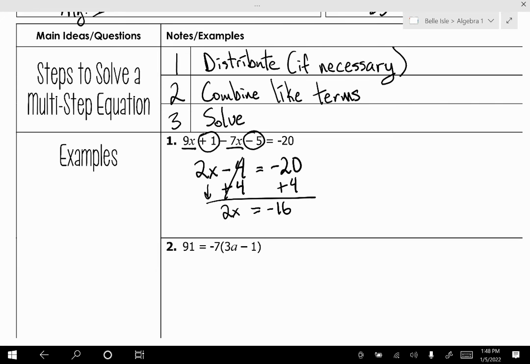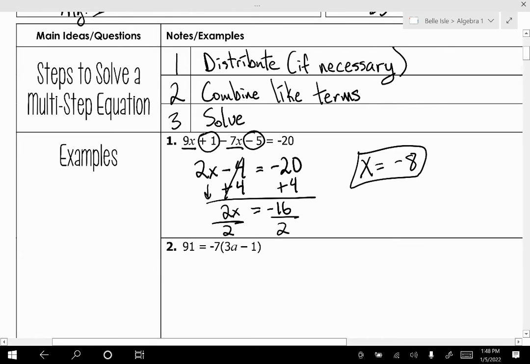You have to do the 2x divided by 2. Okay, the 2 and the x are being multiplied together. So we're going to divide both sides by 2. That is going to give us x equals negative 8. Then you're going to box in your answer. Okay, for today, you don't need to show me that you checked your work. For today. Yeah, for today.